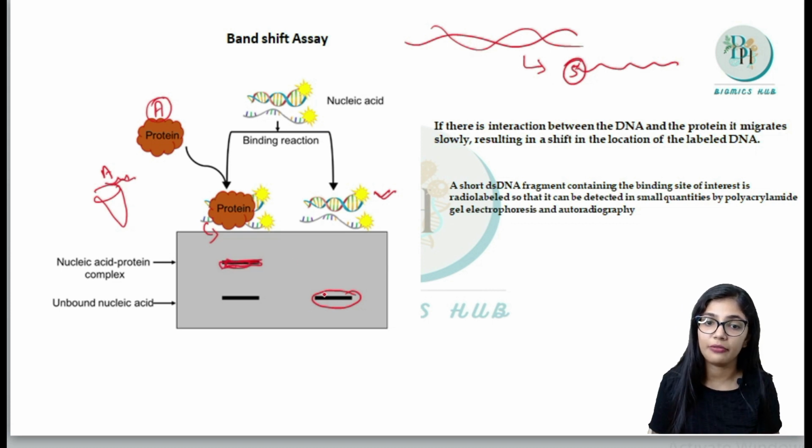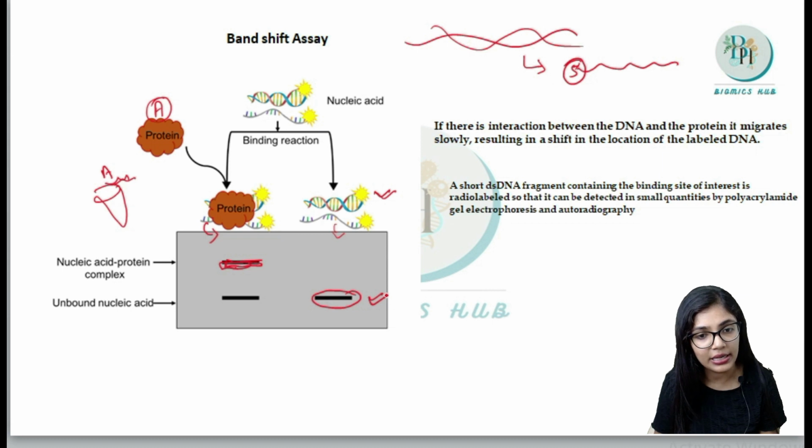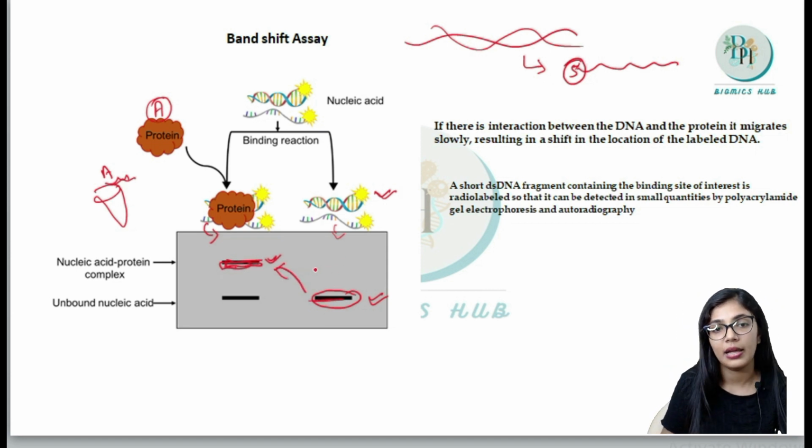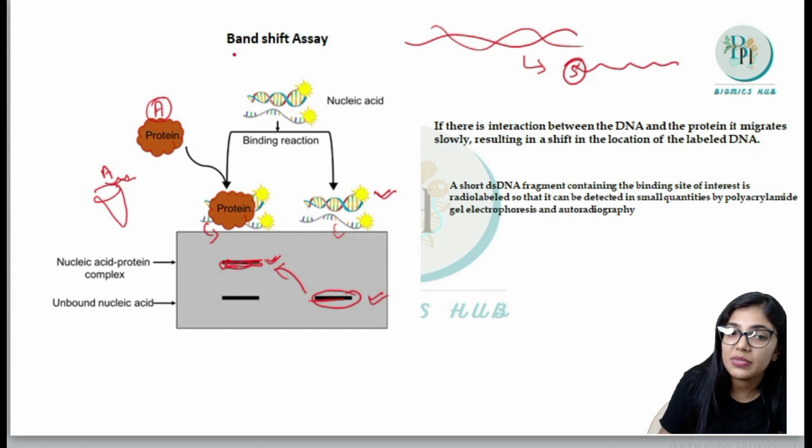When we add only the DNA in the well, we get the band here, in the lower region. But when there is an interaction of the protein, we get the band in the upper portion. So there is a change in the position of the band. That is the reason this EMSA is also known as band shift assay.